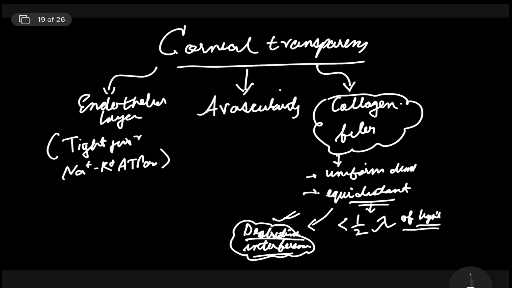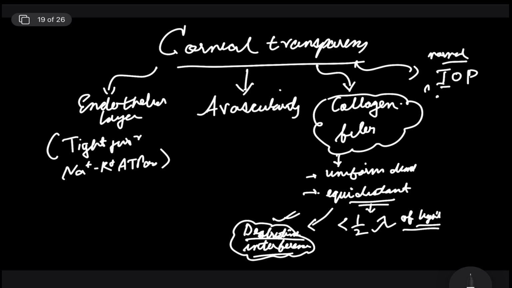Okay, done. Then what else? See, the intraocular pressure. If there was more aqueous production, then the intraocular pressure would be more. If the intraocular pressure were more, it would push on the endothelial cells and there might be a leak. So the normal intraocular pressure also in some way leads to corneal transparency maintenance.